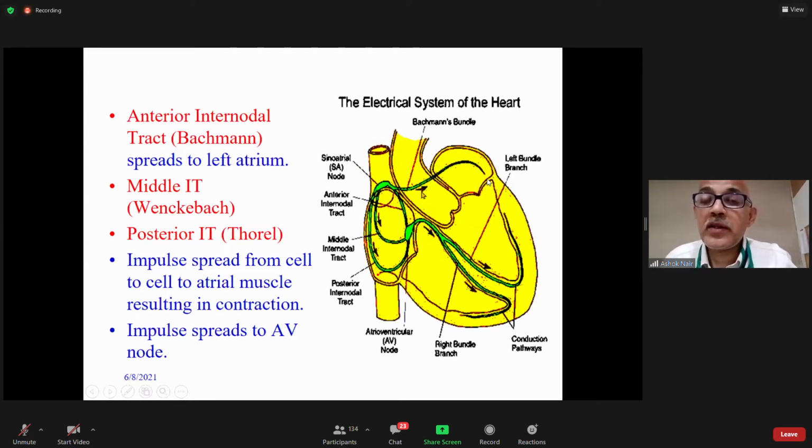Now, all these internodal branches will supply the atrial musculature. So when these internodal branches depolarize, the depolarization will spread into the left atrium and the right atrium. The impulse from the internodal branches will finally join at the AV junction and cause depolarization of the AV junction.